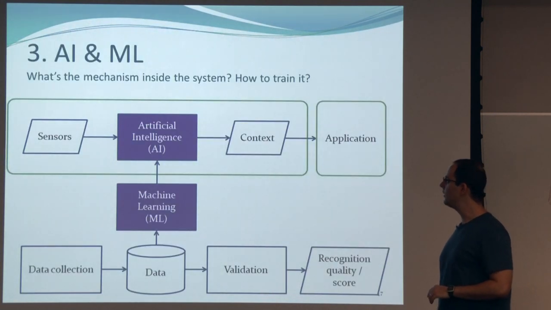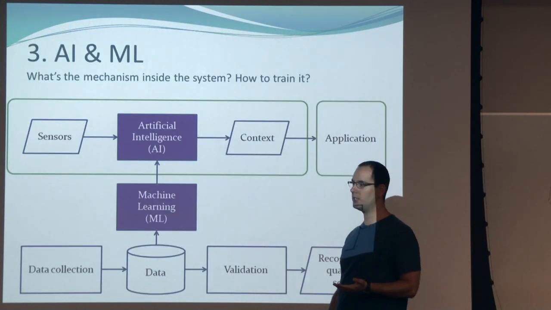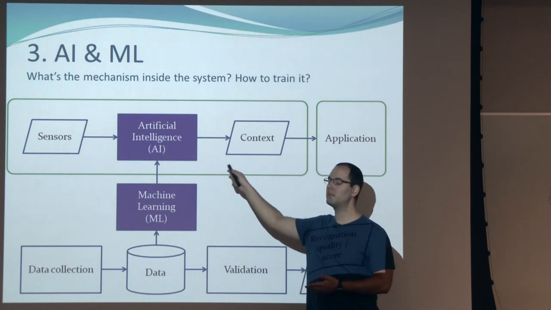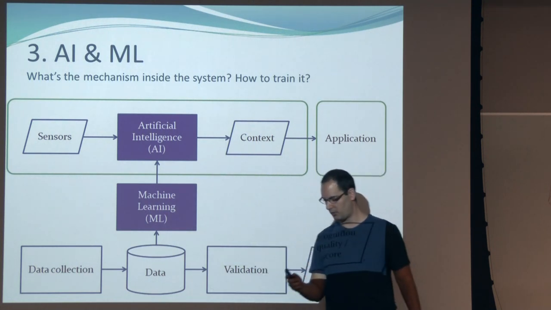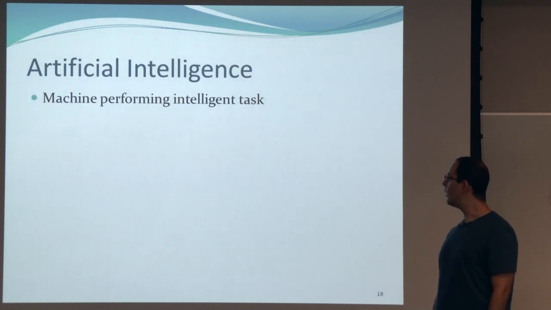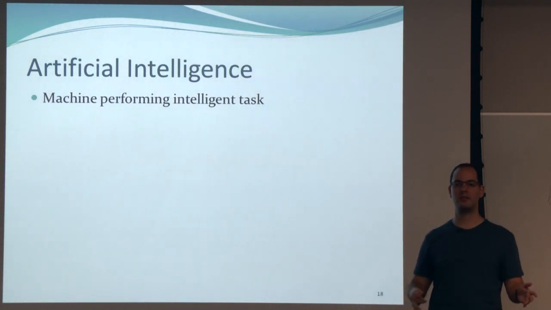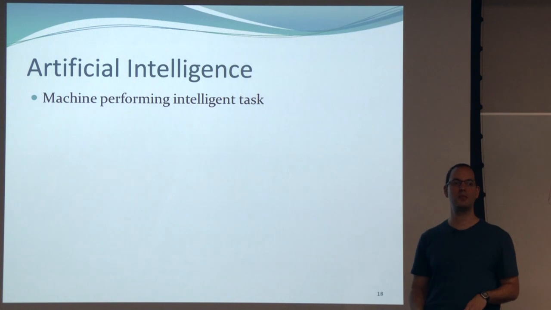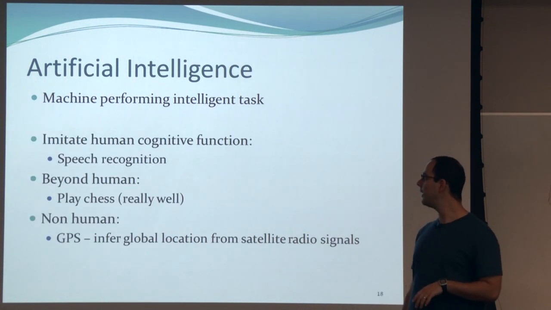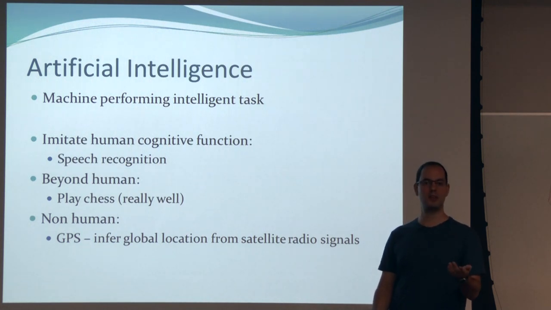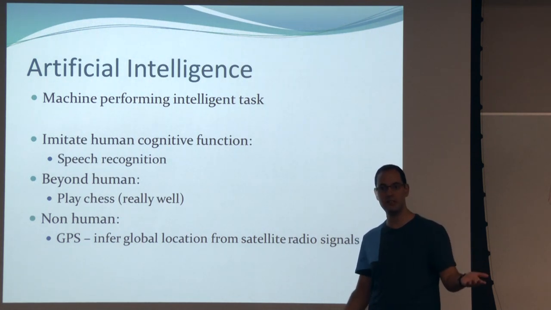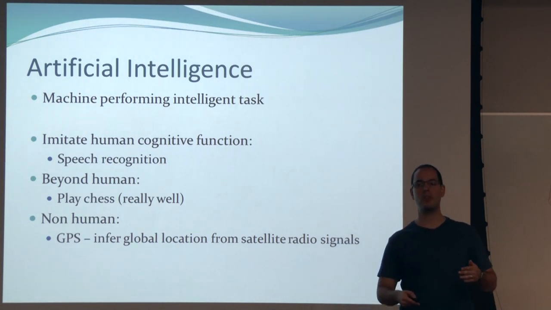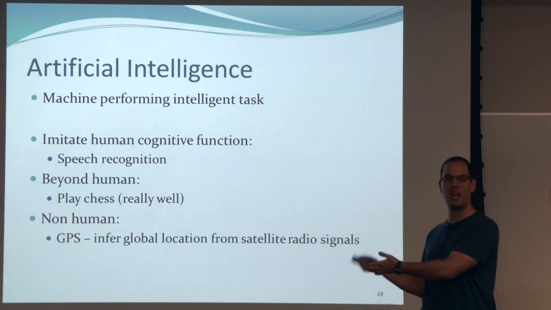Okay, let's talk about the next component of the context recognition system, the clever or intelligent component, the internal mechanism, and how to train it, the machine learning methods of how to train it. So artificial intelligence is a broad term that has a definition that's always changing throughout the decades. I can generally define it as a machine performing some kind of intelligent task. And this task sometimes tries to imitate some cognitive function that every human does very easily, like understand speech. Sometimes the intelligent task tries to perform something beyond average humans, like play chess at a champion level.